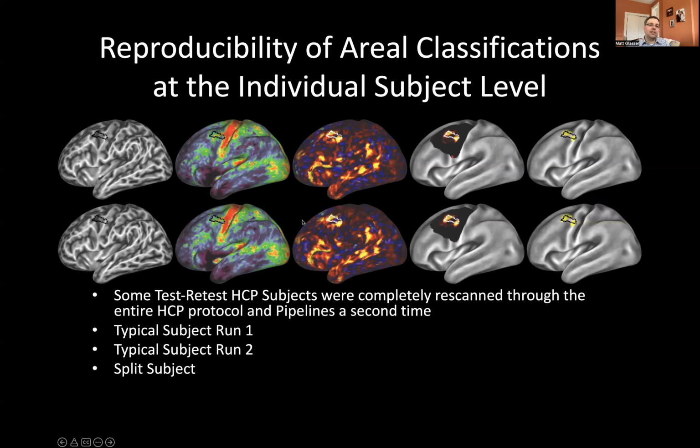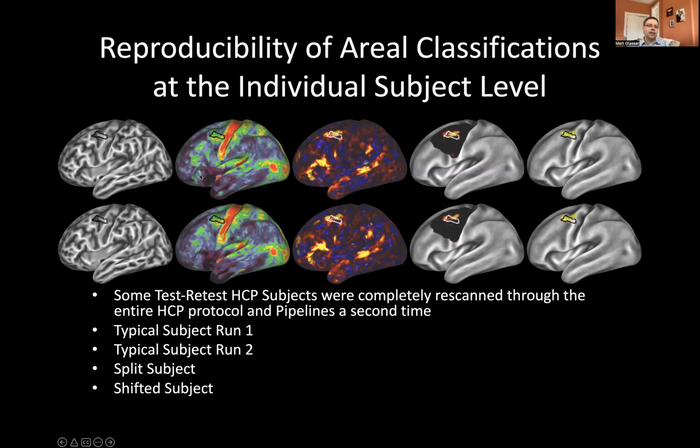But it turns out we have a split subject in the test-retest data set. We've got high myelin crossing the expected location of 55B in both the test and retest data. We've got a split in the language connectivity. The raw probabilities are split and the final probabilities are split, and that happens reproducibly across the test and retest data. Here's a shifted subject where we've got high myelin at the bottom of the expected location of 55B. The language connectivity is shifted up. We can see that the raw probabilities and final probabilities are also shifted up in this subject.